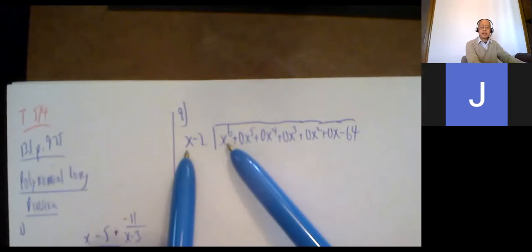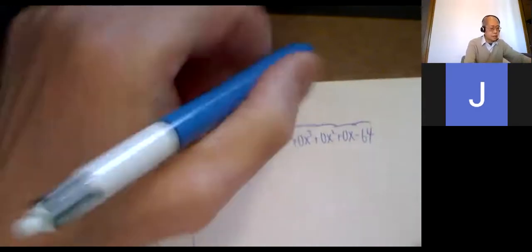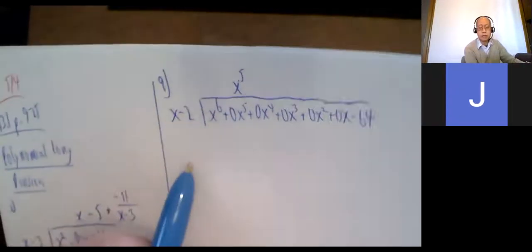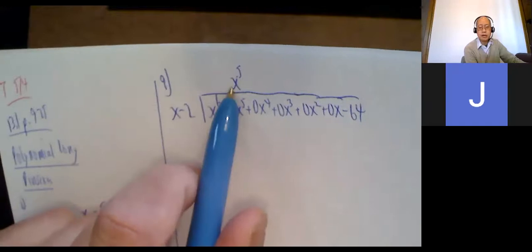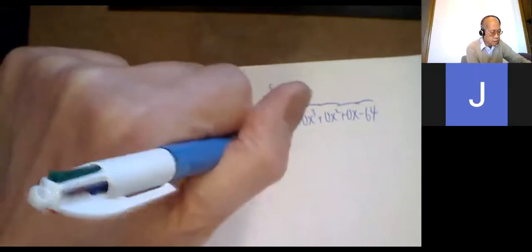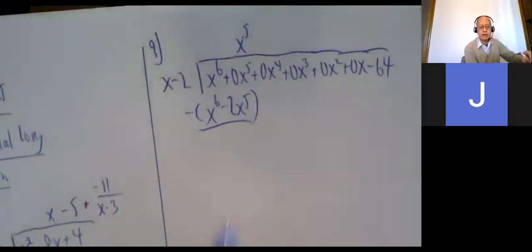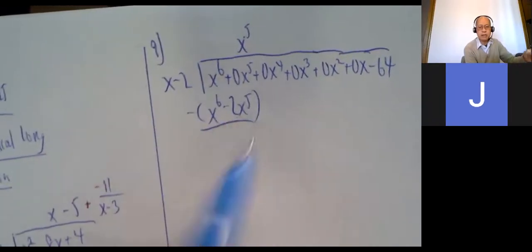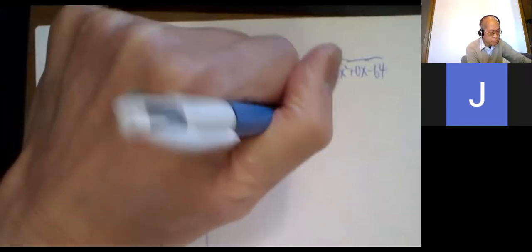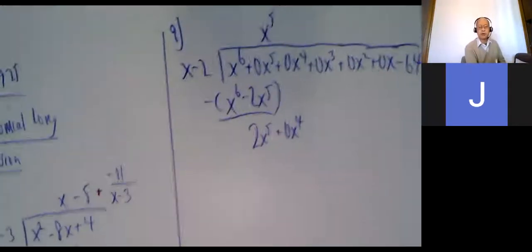x to the 6th. What do you multiply x by to get x to the 6th? x to the 5th. Put it in the x to the 5th column, and there it is. I got a column dedicated for x to the 5th. Now go x to the 5th times this whole thing. x to the 6th minus 2x to the 5th. Subtract. That cancels out. 0 minus a minus 2 is a positive 2. Bring down the 0x to the 4th.